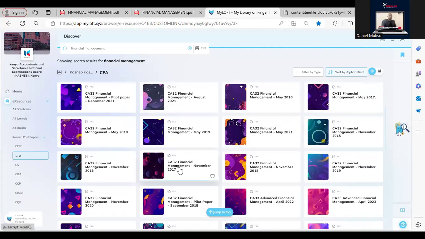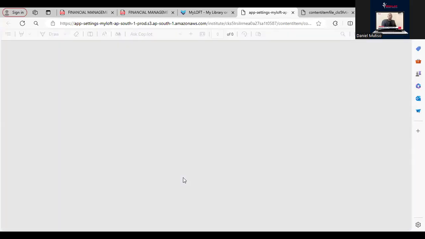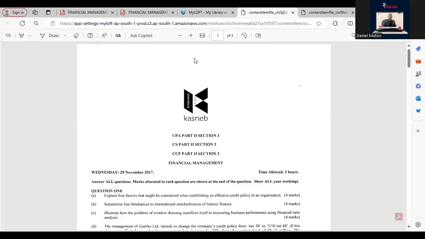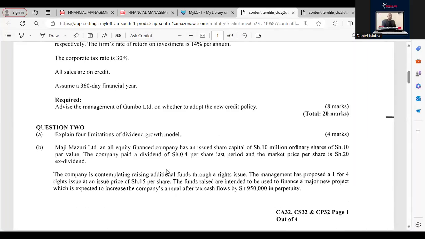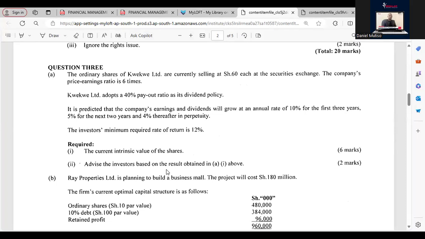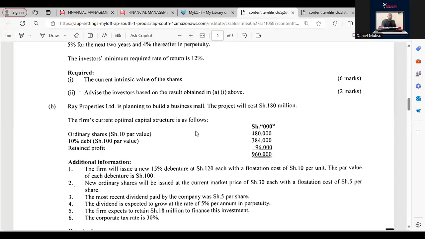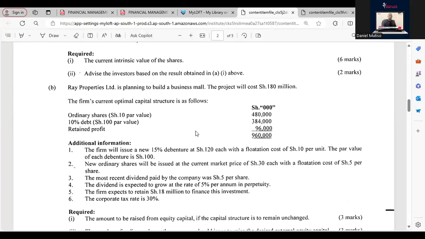November 2017 is there. And it is very important, by the way, to know the code of the paper you are doing. So you are doing November 2017. There is a question here, question number B. We have been told Ray Properties is planning to build a business more, and the project will cost 180 million. So the firm's current optimal capital structure, you can see here, now we want to raise new funds.